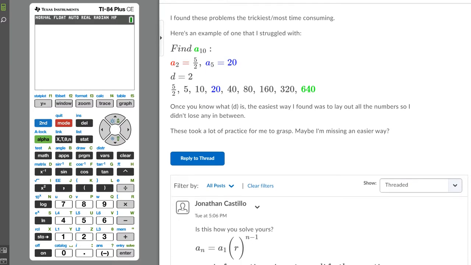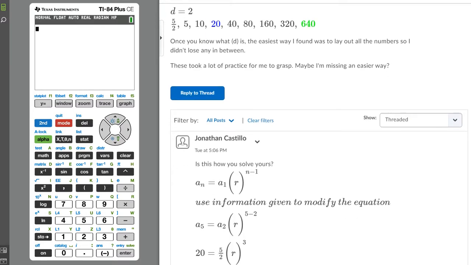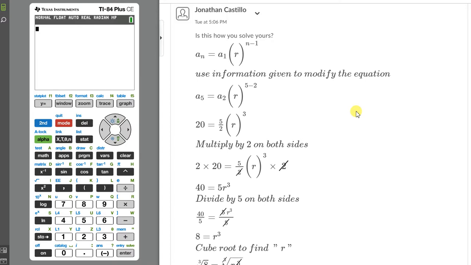And the ratio is a multiplier. So we multiply, multiply, multiply. When you multiply by R again, and by R again, to move from A2 to A5, that means we're using exponents. When you multiply over and over again, that's an exponent. So I need 3 multiplications by R, which means power 3 on the R. And as Jonathan correctly pointed out, we can solve for the R.